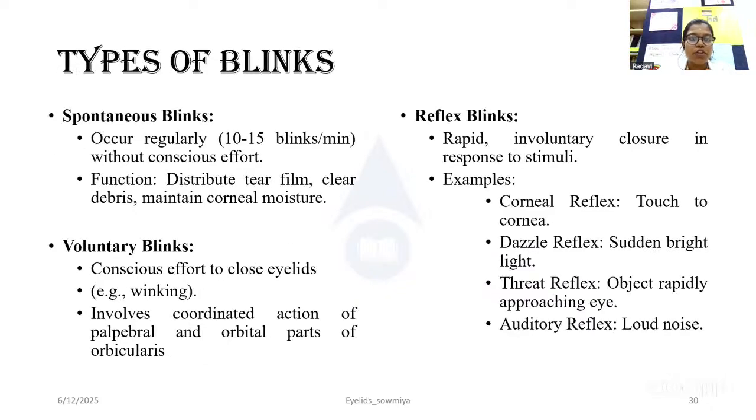Types of blinking. Spontaneous blink occurs regularly, 10 to 15 blinks per minute, without conscious effort. Function: distribute tear film, clear debris, maintain corneal moisture. Voluntary blinks: conscious effort to close the eyelid. Example, winking. Involves coordinating action of the palpebral and orbital parts of the orbicularis.